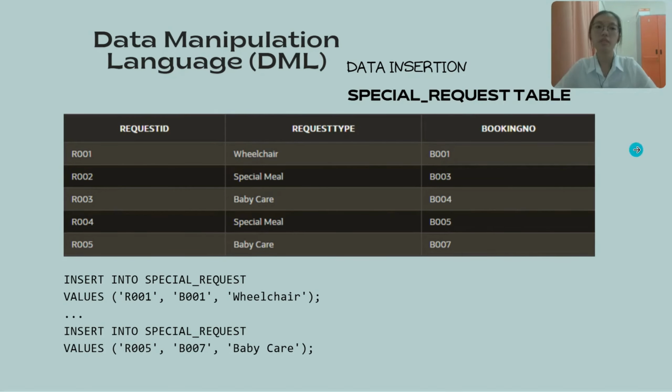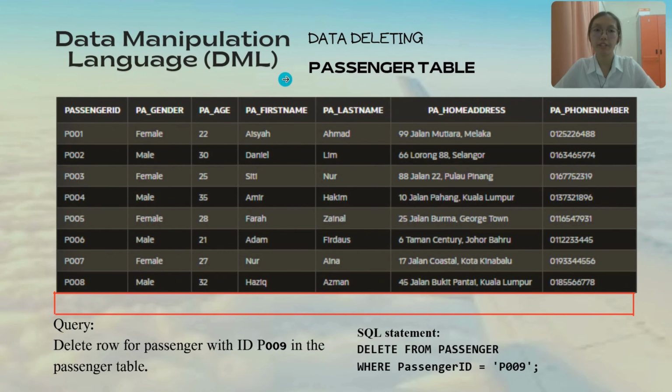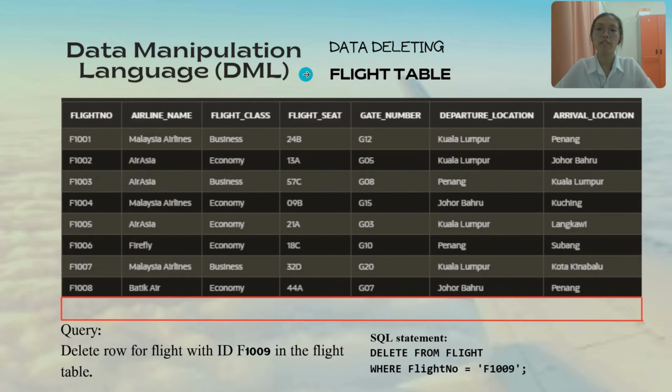special request table. Next, we'll look at the second part, which is data deleting. First, we will look at the passenger table. We deleted the row for the passenger with ID P009 in the passenger table. The table shown here is the table after we deleted the data, so we were left with 8 rows. Next, we will look at the flight table. We deleted the row for flight with ID F1009 in the flight table. Same as the previous table, the table shown here is left with 8 rows, which means the data with ID F1009 is already deleted.